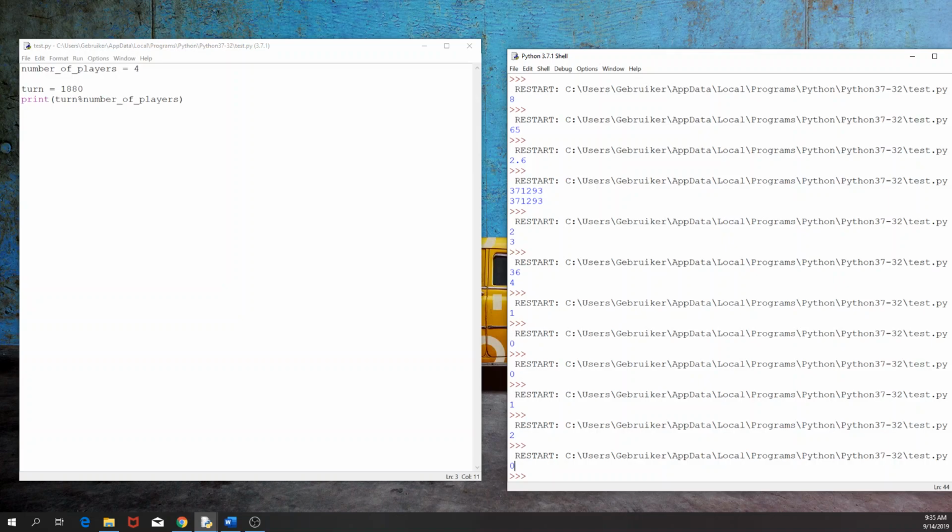So this is one use case of when you would use the percentage sign, because that's exactly what we need. We need a script that as the turns go up, the players get a turn one after another. And this is a good way to do it.